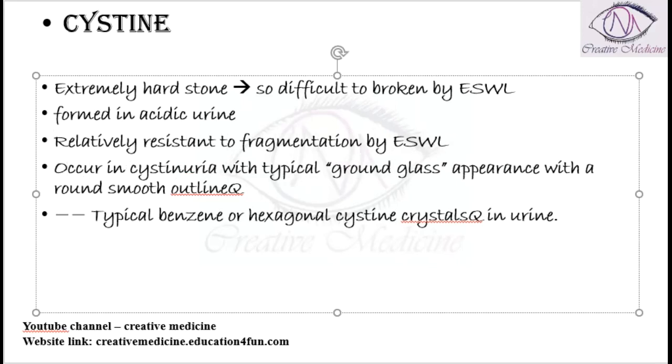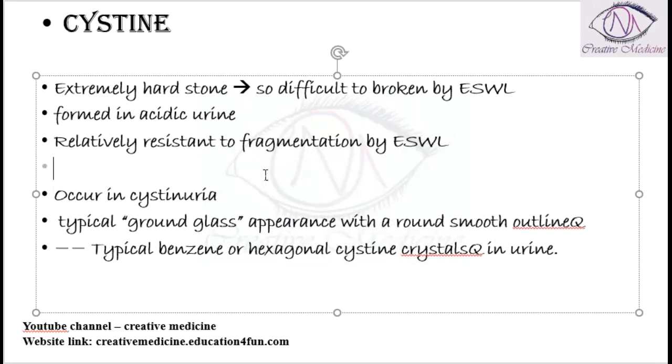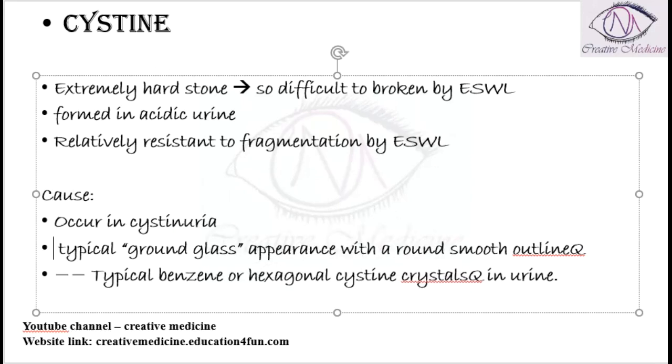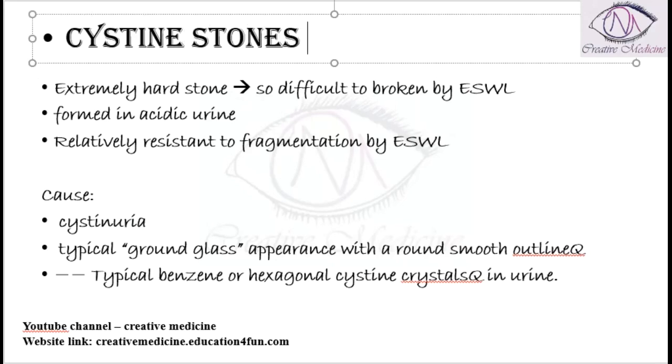lithotripsy. So in cystine stones, there should definitely be cystinuria, right? Because the main cause of cystine stones is increased cystine in the urine. Obviously, this will result in cystine stones. Right, cystine stones occur whenever there is increased cystine in the urine.